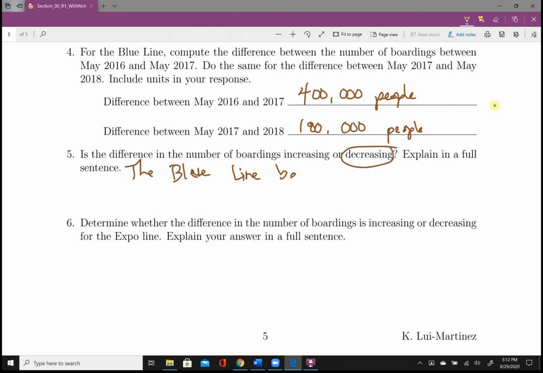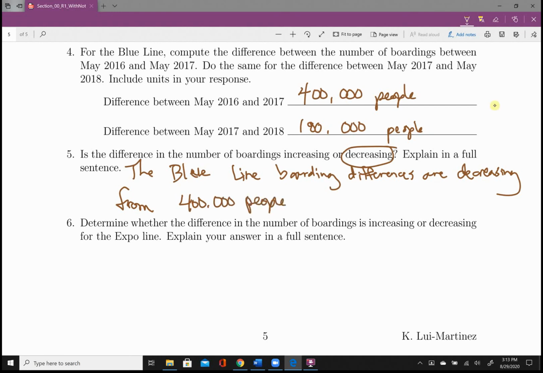Boarding differences are decreasing from 400,000 people to 180,000 people. If you're trying to explain, how it says here, explain, you really need to be giving some numbers.